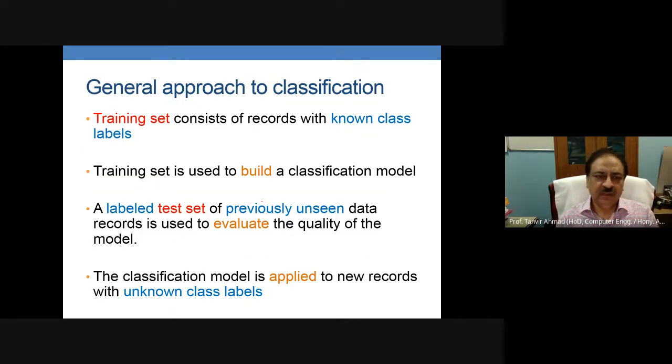Now, you know that a training set consists of records with known class labels, and we use the training set to build a classification model. A test set is previously unseen data, which we use to evaluate the quality of the model. The classification model is always applied to new records, because, as I told you yesterday, if you apply it to the known records, it is not going to perform well and the model will overfit.